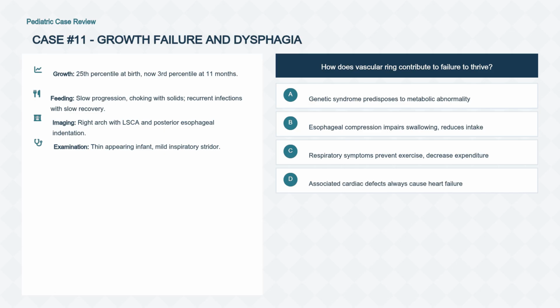How does the vascular ring contribute to failure to thrive? Option A, genetic syndrome. Option B, esophageal compression impairs swallowing and reduces intake. Option C, respiratory symptoms prevent exercise. Option D, associated cardiac defects.